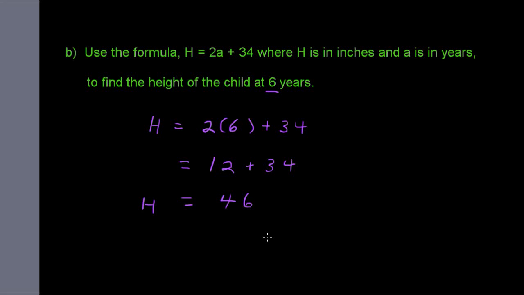So this must be a pretty good mathematical model, at least at 6 years. And we should include our units, so 46 inches is the height of the child at 6 years.